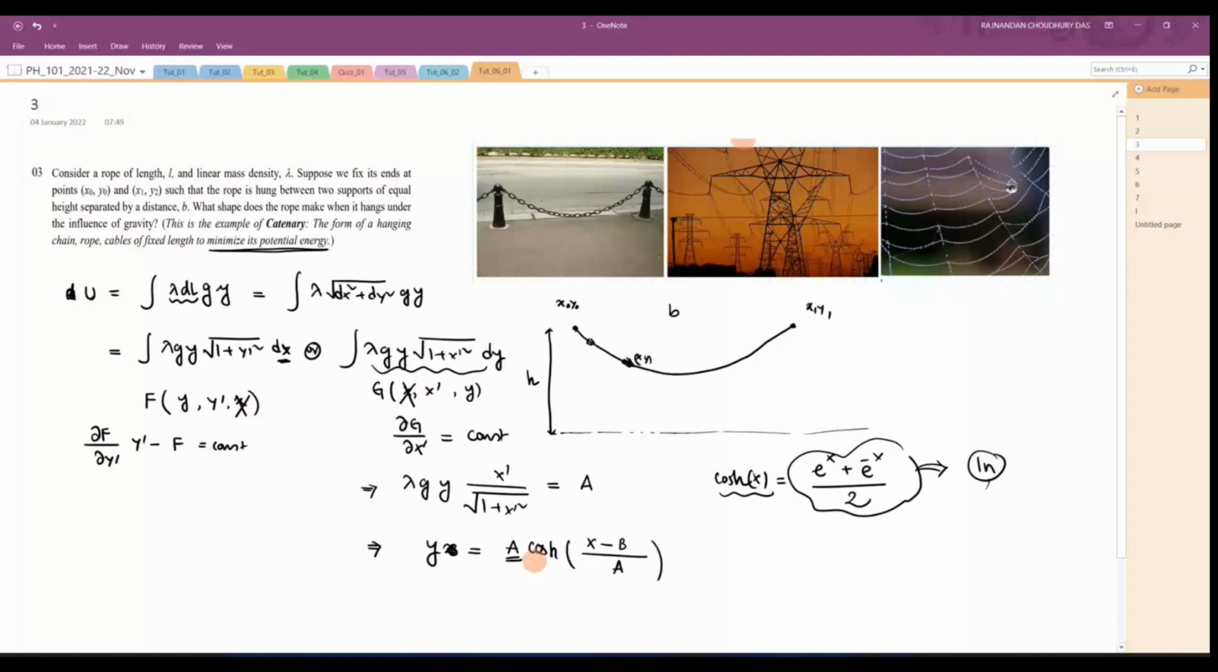Cos hyperbolic function is an odd function or an even function? Can anybody tell me from looking at this definition? Even function, right? Yes, even function. So now our cos hyperbolic function is actually shifted like this. If we have taken our origin from here, our cos hyperbolic function is x minus of b something.